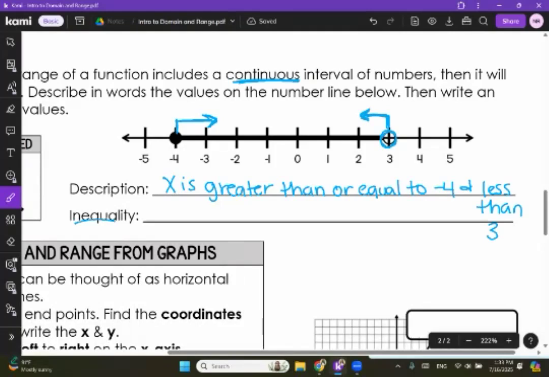Now, how would you write this in inequality form? Well, you would say -4 is going to be the smallest number, less than or equal to x, less than, not equal to, less than 3. The one thing about domain and range, you're always going to use less than or less than or equal to every time. That is always going to be your starting point.